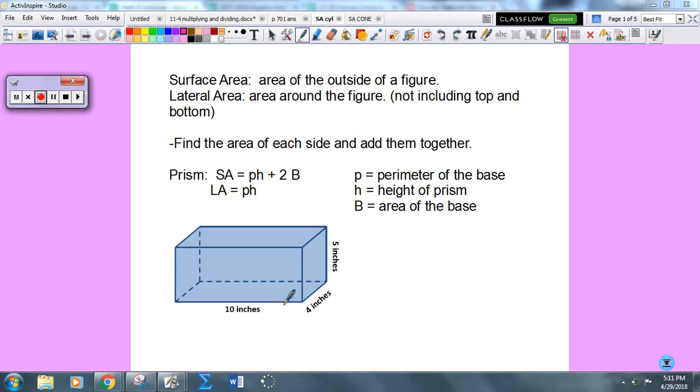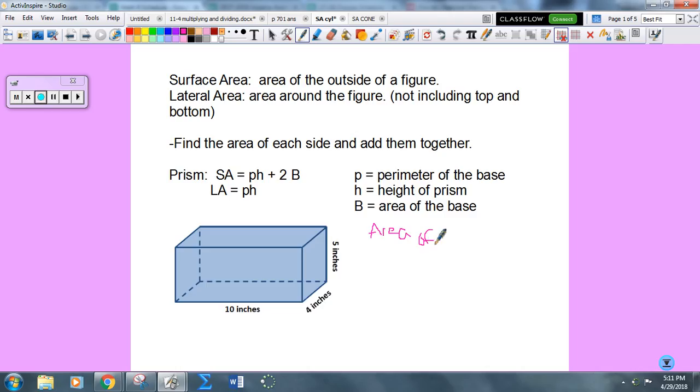So if it's a prism, I can use Ph plus 2B, where P is the perimeter of the base, H is the height of the prism, and capital B is the area of the base. You can also just find the area of all sides and add the area of all sides.